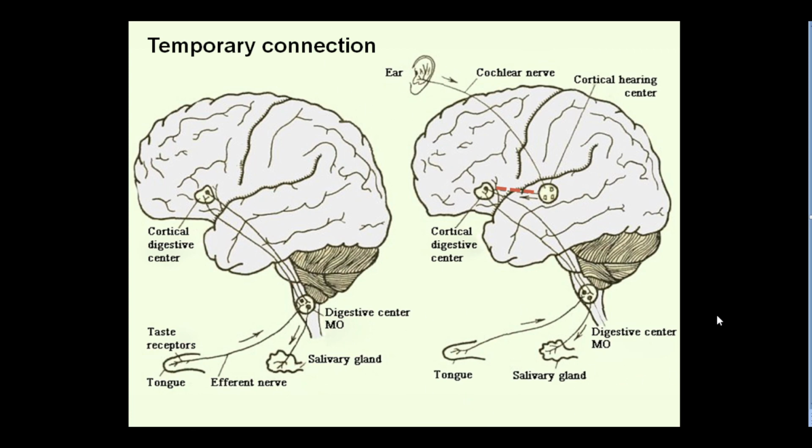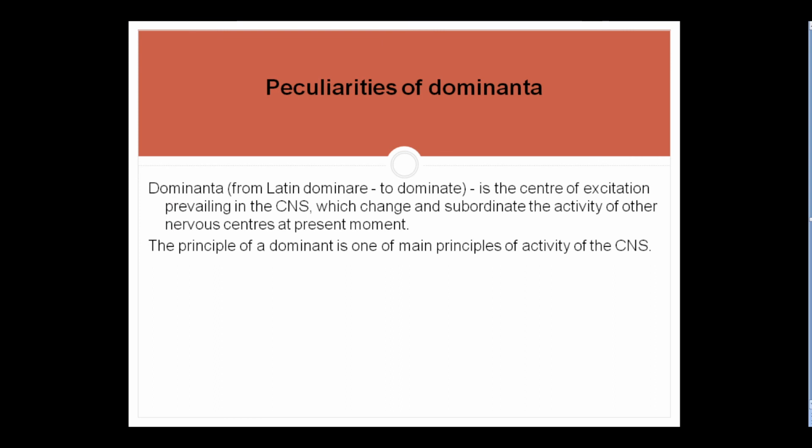So why does it happen? Why does the bell, which doesn't mean food, through the repetition of this combination, become associated with a particular type of food? This is because of the dominant principle. Dominant means to prevail, and in terms of the CNS, that's the focus of excitation which is prevailing within the CNS, and it will change and subordinate the activity of all the other centers.